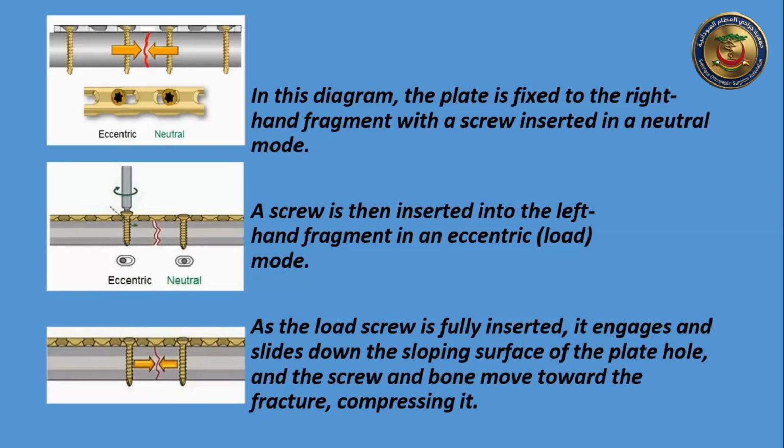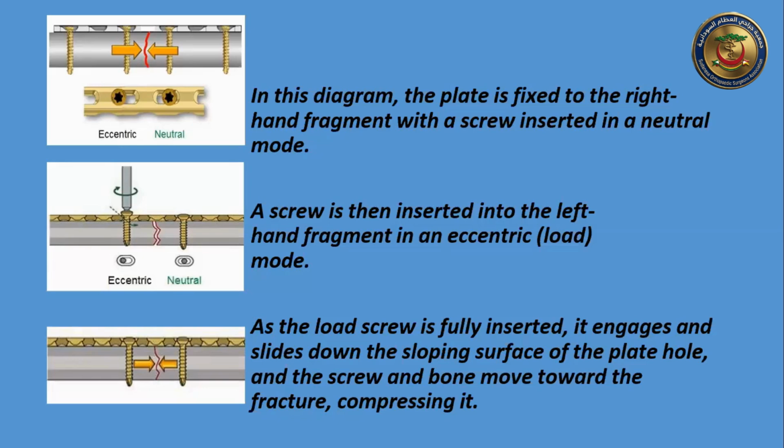Then we put the other screw in the eccentric method, and we start the tightening. While we tighten, the screw slides over the slope of the compression hole and moves this fragment of bone toward the other fragment. That leads to compression of the two fragments against each other and prevents the movement and motion between them, decreases the strain, and leads to primary bone healing.